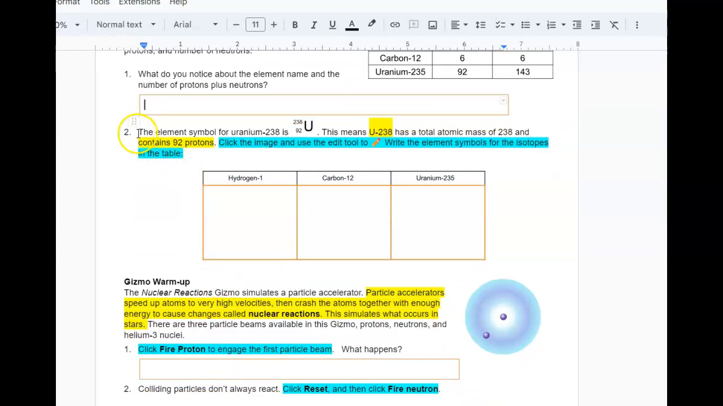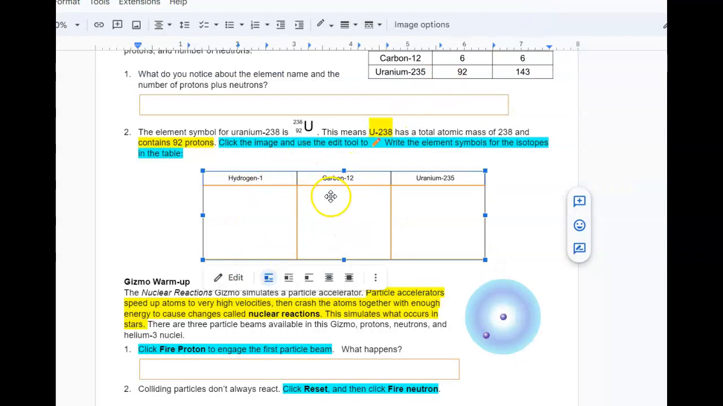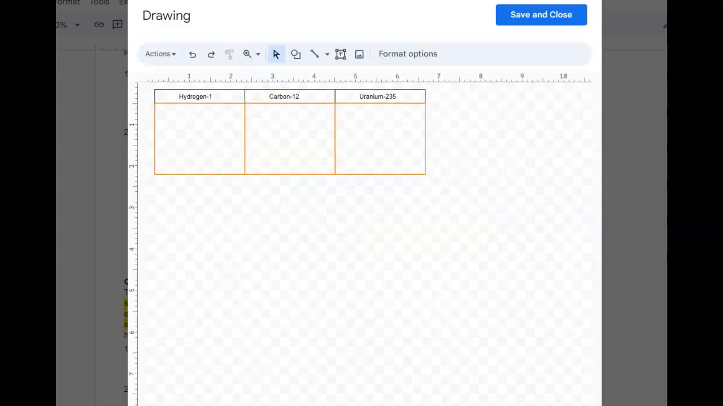The next question says, the element symbol for uranium-238 is 238 over 92 U. This means U-238 has a total atomic mass of 238 and contains 92 protons. Here are your instructions. Click the image and use the edit tool, which is down here, to write the element symbols for the isotopes in the table.